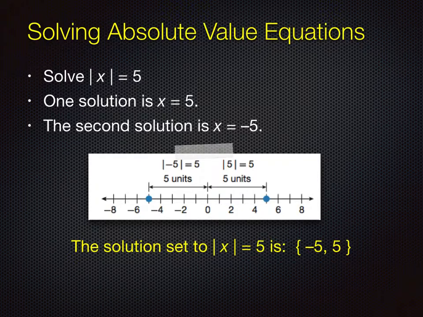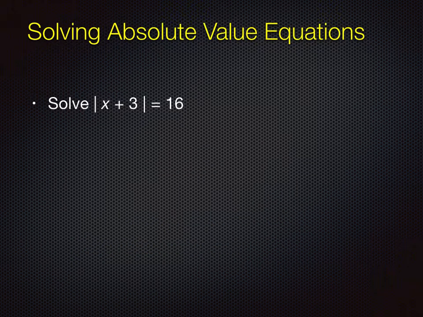Let's try another equation. Solve the absolute value of x plus 3 equals 16. So what we want to think about is that there are two expressions inside that absolute value. If the value of one is 16, this will be a solution, and the value of the other could be -16. So in essence, we have two equations we're going to solve.